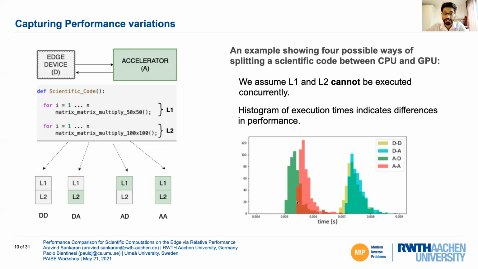However, when you offload just a part of the code to the accelerator, that's only the second loop, you see a little bit of performance gain, that is this green distribution. So these differences in performance are mainly due to differences in data movements.